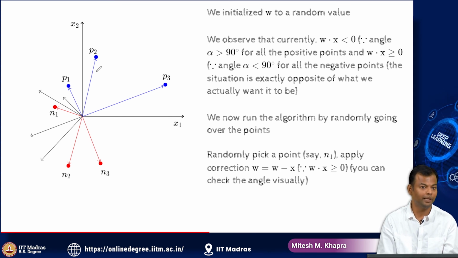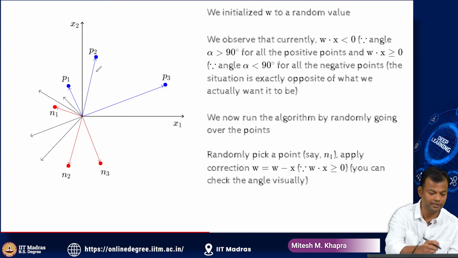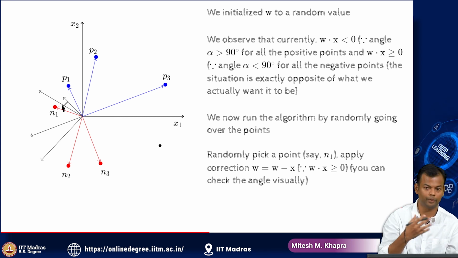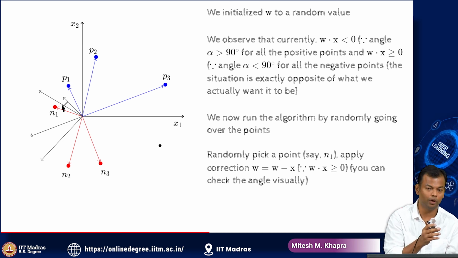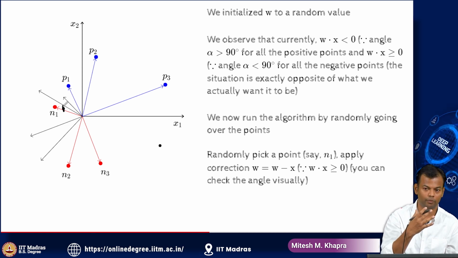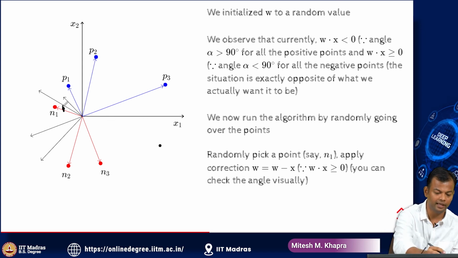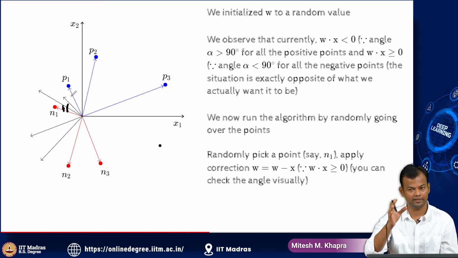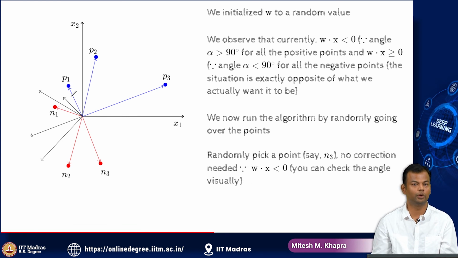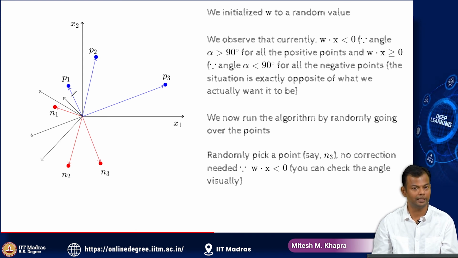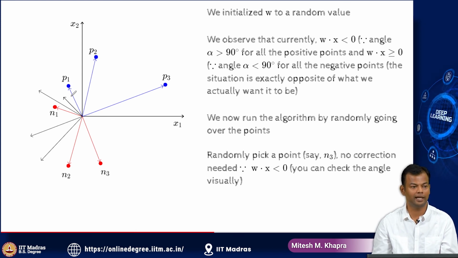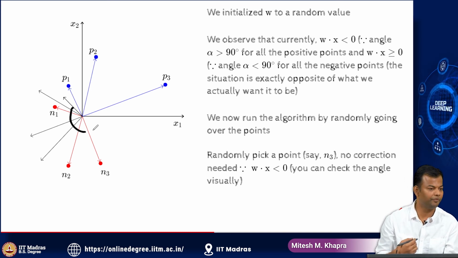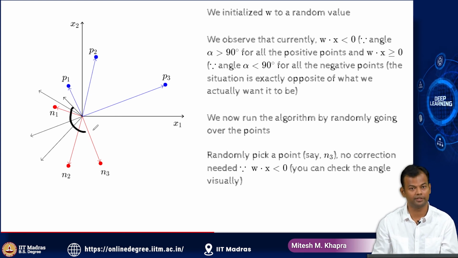And now with N1, I again need to apply correction because you can see that the angle is actually quite small, right? Forget about greater than 90, it's actually quite small. So I need to again change it and my adjustment would be W is equal to W minus x. And when I do that, I get this new W, right? And I can again see that the angle has increased, okay? Now let me again pick a random point and say it was N3. No correction is needed because you can see that N3 is already making an obtuse angle with the weight vector, right? So no correction is needed because the condition is already satisfied.